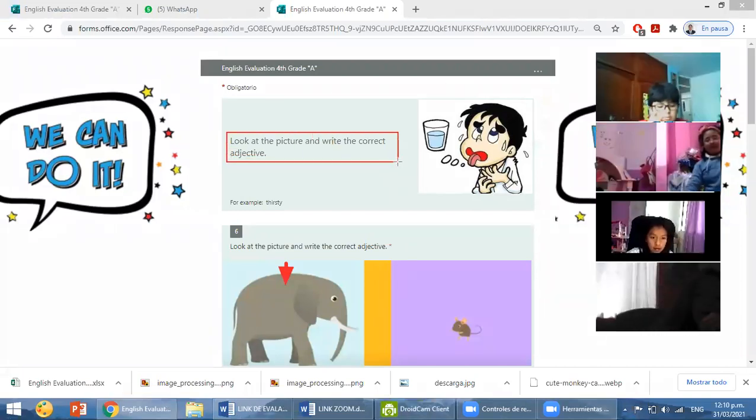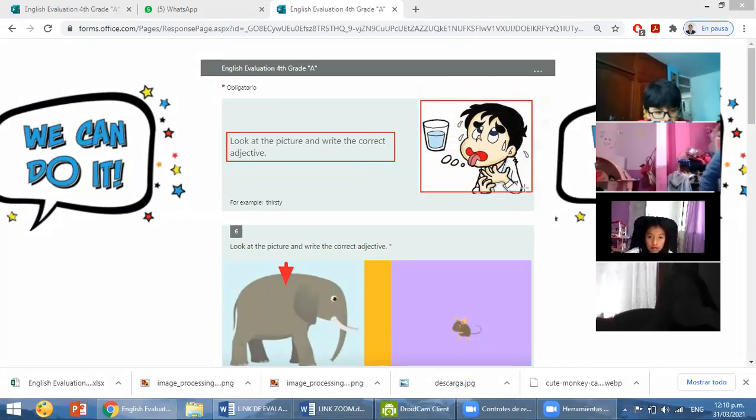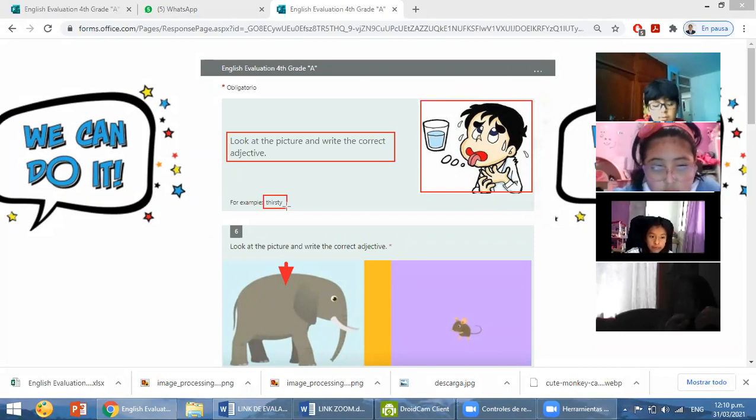Look. This is the picture. What adjective describes this? Pretty? This is not pretty. The adjective is thirsty. This is the adjective for this picture.